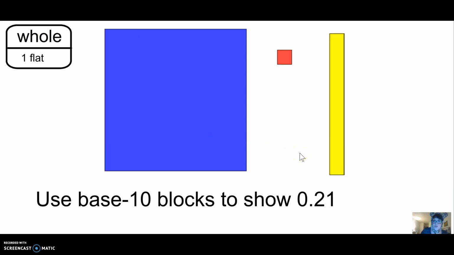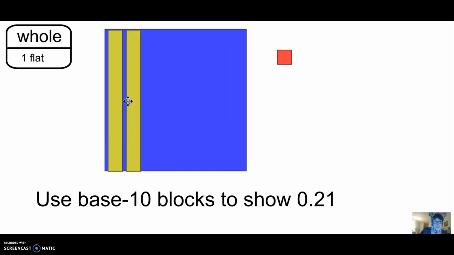This decimal says 21/100ths. 10, 20, 21. Or 2/10ths, because these are smaller equal parts of my whole, and 1/100th, another smaller equal part of my whole. The flat in this case is my whole.